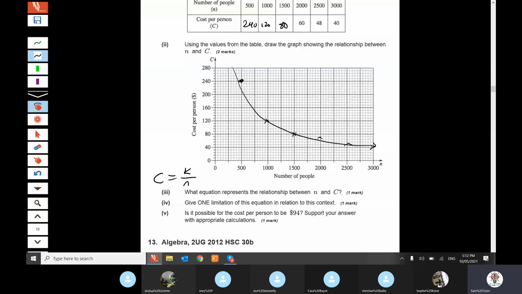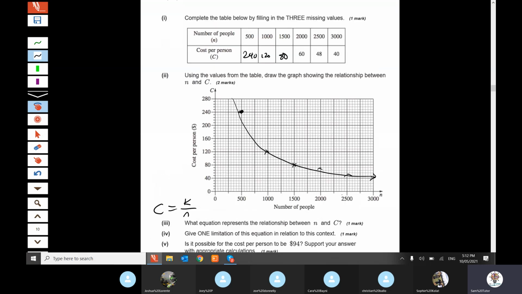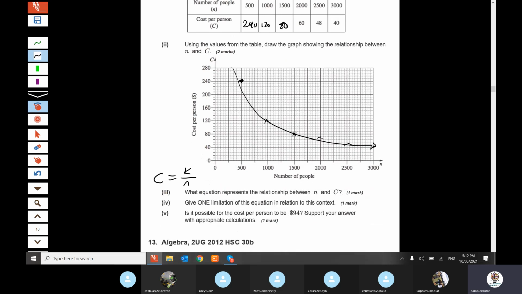Would you have needed to find K? Let's do it anyway. It's only worth 1 mark. Isn't K just 120,000? Yeah, it is. You had me there. 1 point for you. C equals 120,000 over N. K equals 120,000, of course, because you're dividing by the number of people.